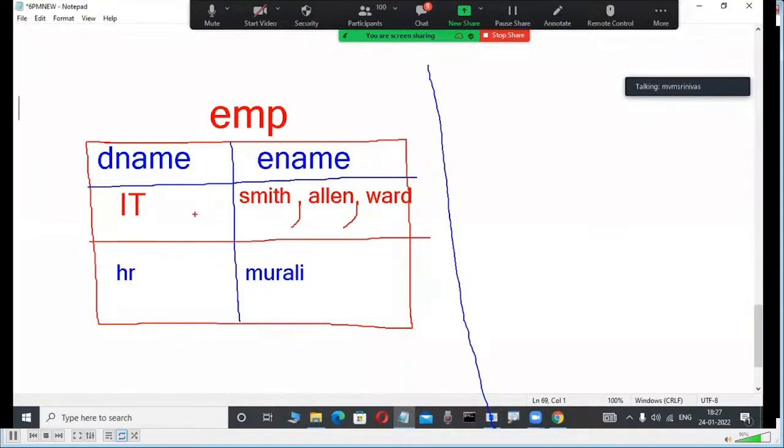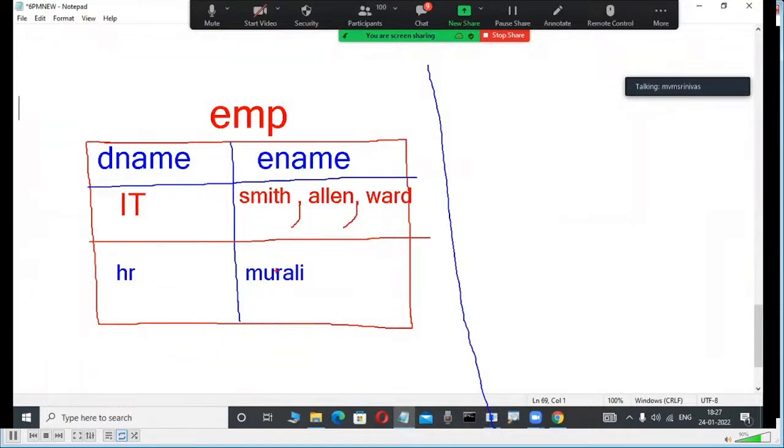Why? Because the problem is, in any relational data model product, data is represented in the format of a table, and tables also have some rules that are implemented. What is that? In this table, this is a cell, this is another cell, this is another cell. But every cell has a single value. Suppose here this IT is a single value, there is no problem. Again, HR is a single value, there is no problem. Murali is a single value, there is no problem.